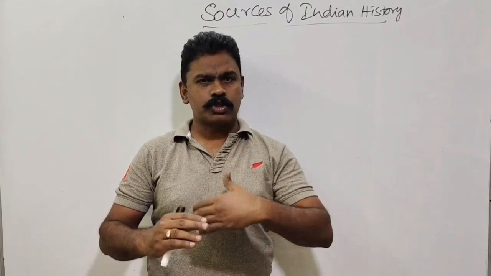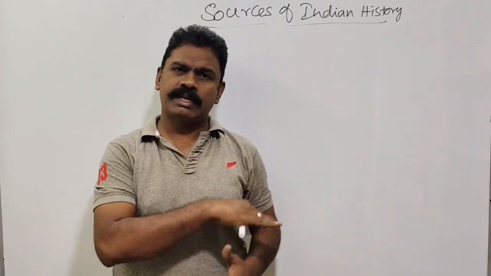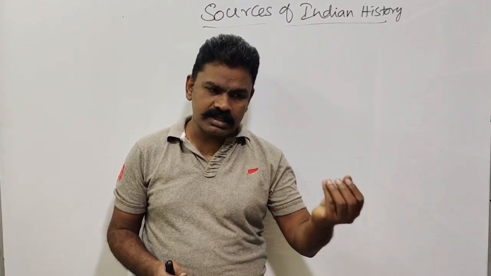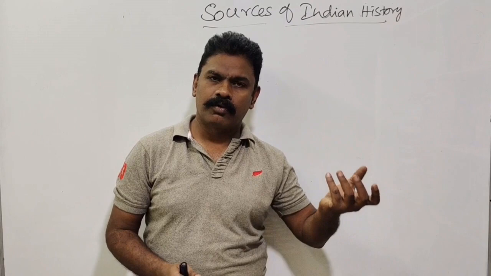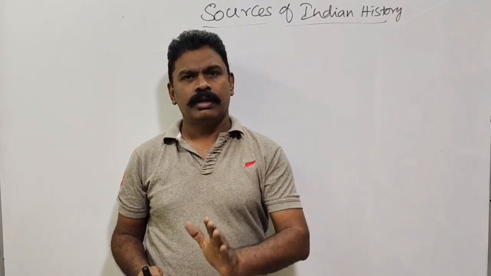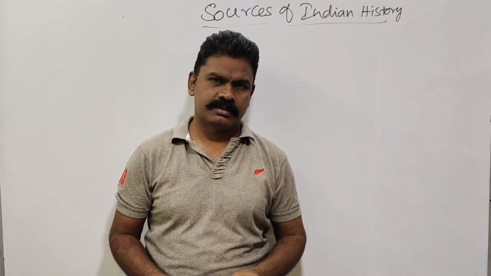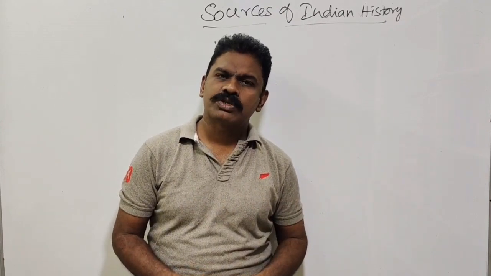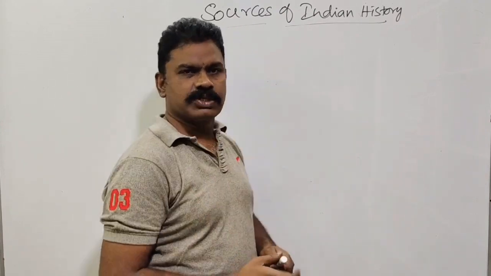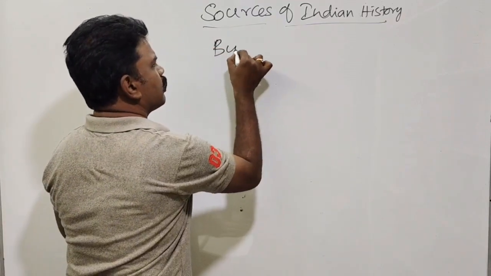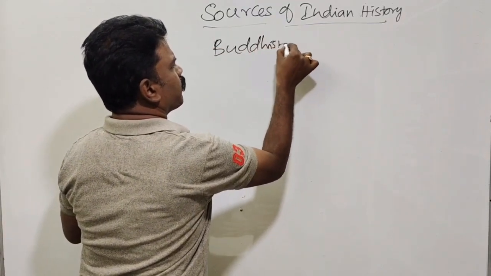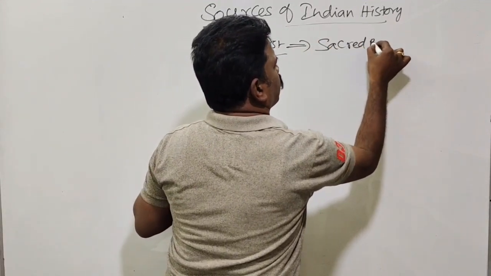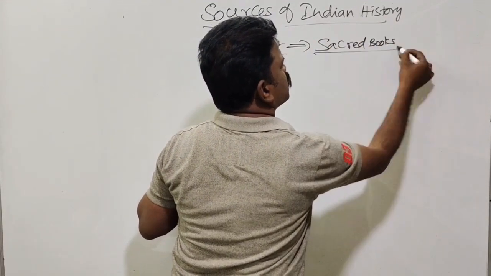Almost all the books which were written in the later period, the poets took a concept from the epics or Vedas or from the Puranas. So like this, Brahmanical literary sources are used to reconstruct the Indian history. Coming to the Buddhist literary sources, the sacred books of Buddhism.